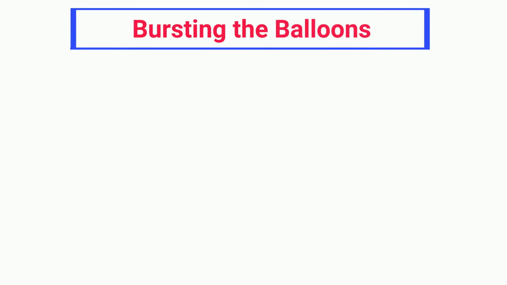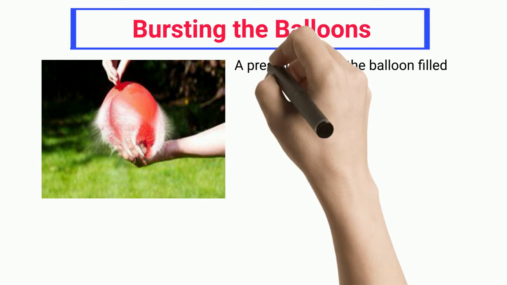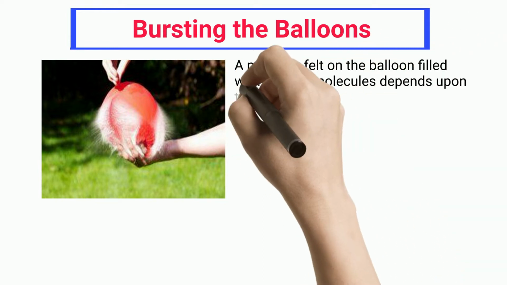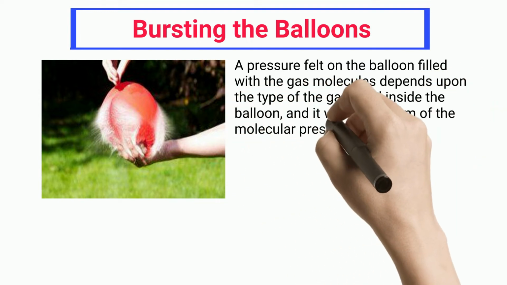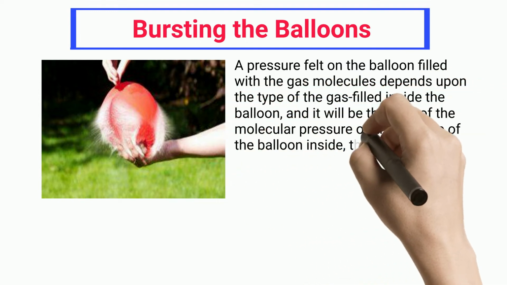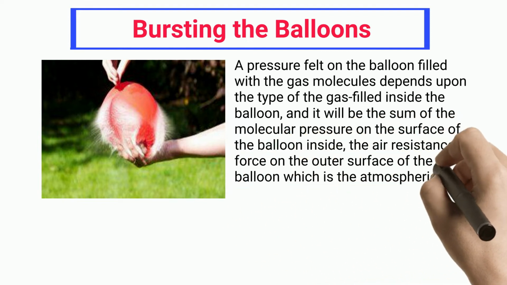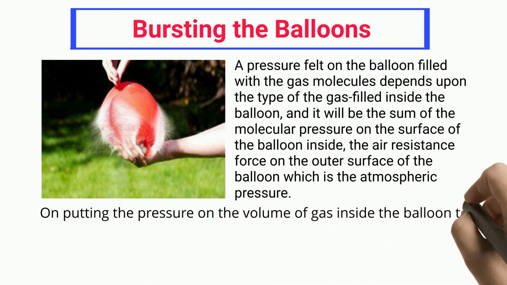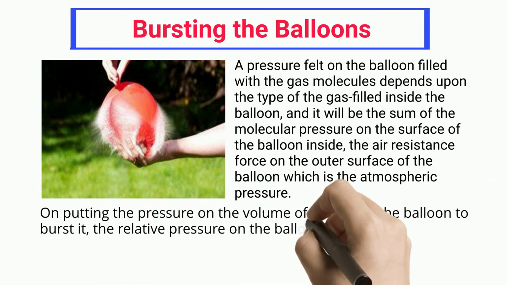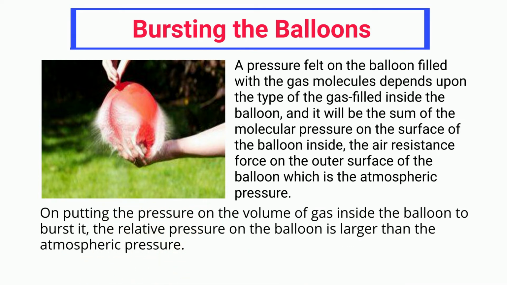Bursting the balloons. The pressure felt on a balloon filled with gas molecules depends upon the type of the gas filled inside the balloon, and it will be the sum of the molecular pressure on the inside surface of the balloon and the air resistance force on the outer surface of the balloon, which is the atmospheric pressure. On putting pressure on the volume of gas inside the balloon to burst it, the relative pressure on the balloon is larger than the atmospheric pressure.